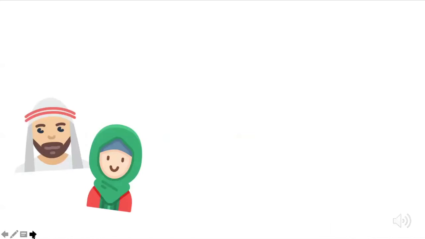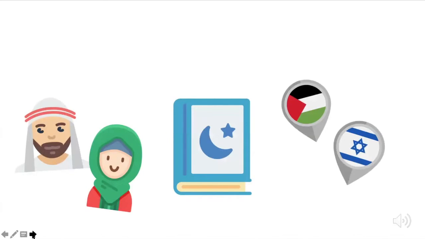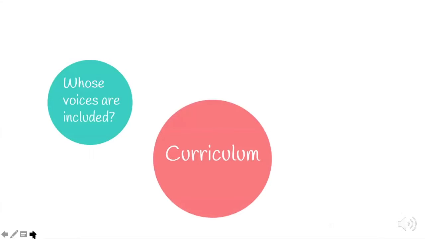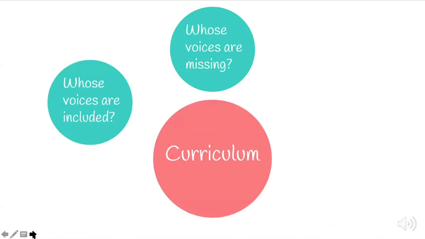Now that we have a better understanding of the portrayals of Muslims, the Arab world, and the Palestinian-Israeli conflict in this world history textbook, you may be wondering, are these portrayals biased? Let's take a closer look. First, let's return to the questions we can ask ourselves about bias in curricula. Whose voices are included? Whose voices are missing?